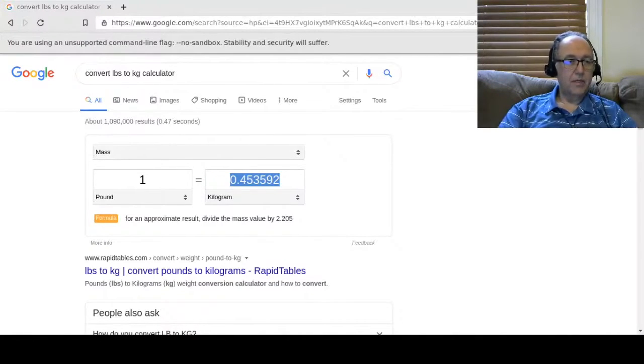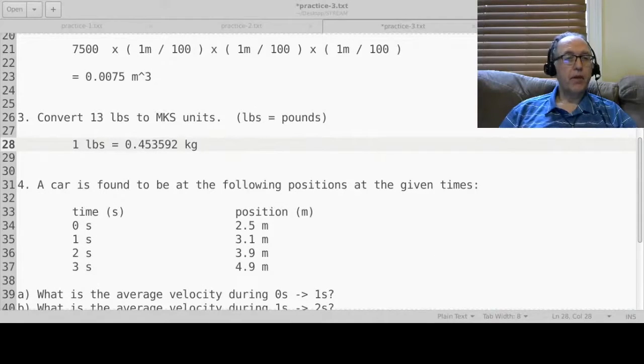So 1 pound is equal to kilograms like that. Oh, let me switch back to my other window here. Oops. There we go. Okay. So now you should see my whiteboard again. So I've got 1 pound is equal to 0.453592 kilograms. And once you form that equivalency between the two units, you can form the fraction that you need.